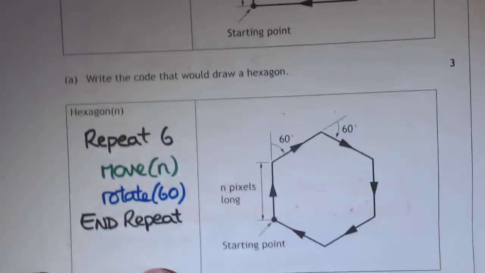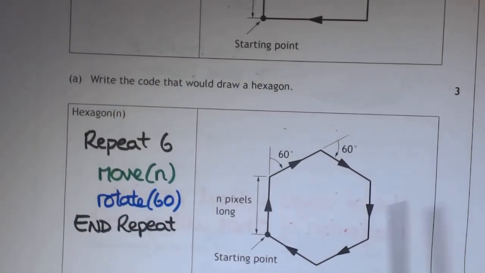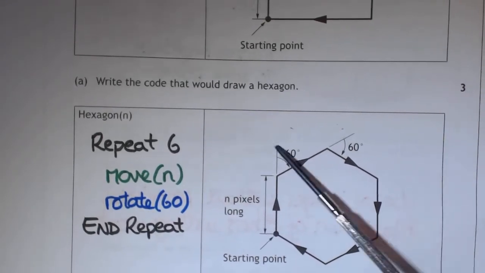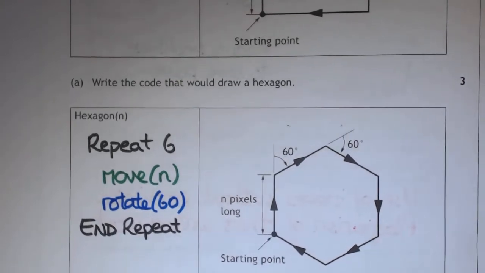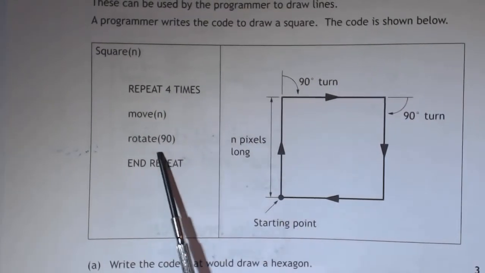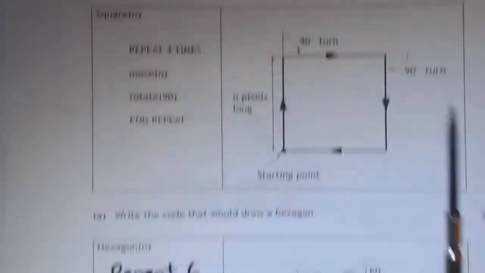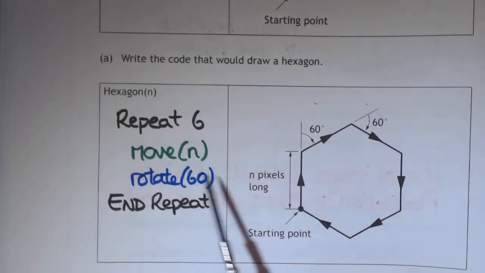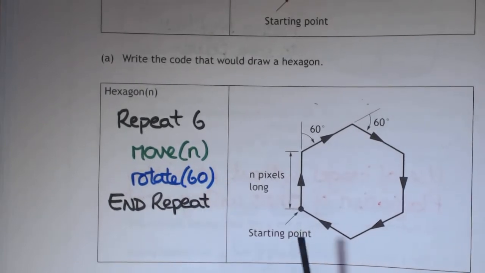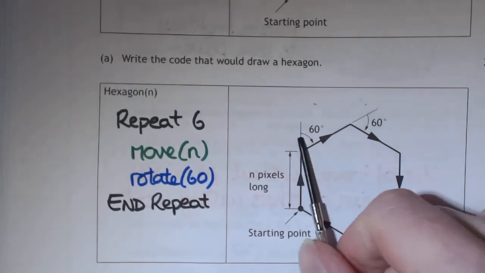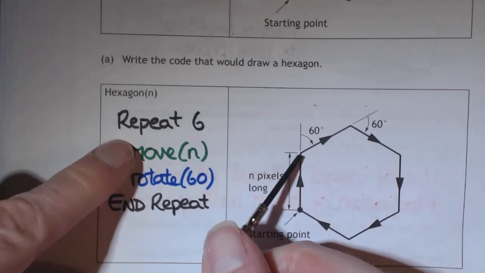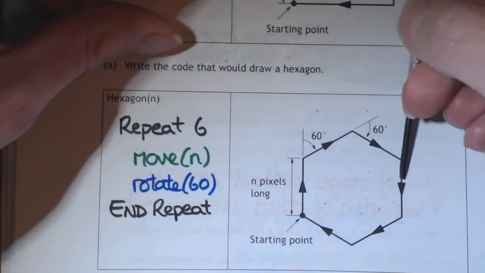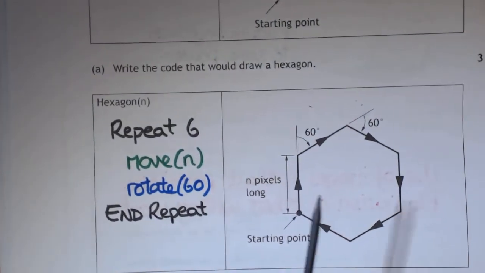So what you should do is think, well, how many lines is it doing? Right, 1, 2, 3, 4, 5, 6. So you're going to repeat something 6 times, and they're even telling you the amount of degrees, right? They told you 90 degrees for the square, so that's why they've written 90 there. So it's telling you 60 degrees. So you're basically saying repeat 6 times, move n, so it goes from there to there. Rotate 60, goes there. Move n, goes there. Rotate 60, and goes there. Move n, rotate 60, and it creates yourself a wee hexagon.